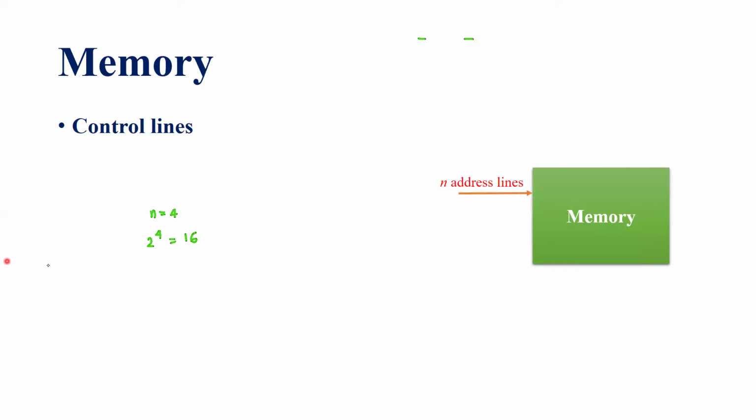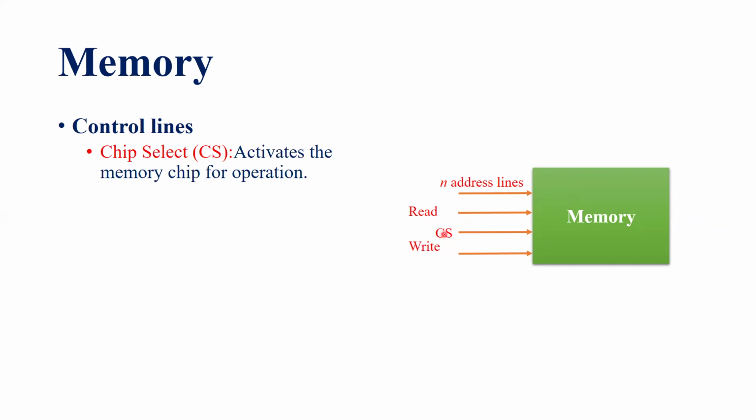Now let us talk about the second element of the memory, that is control lines. So you have n address lines already in the memory, and then you have 3 control lines: read, write, and CS. That stands for chip select. We'll see the function of each of these control lines. The chip select is used to enable the chip for the operation. To perform the operation, you first want to activate the chip. So if chip select is 0 or 1, depending on the logic, your memory gets selected or deselected for the operation.